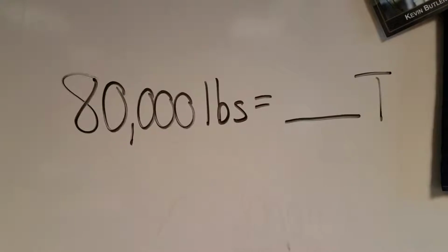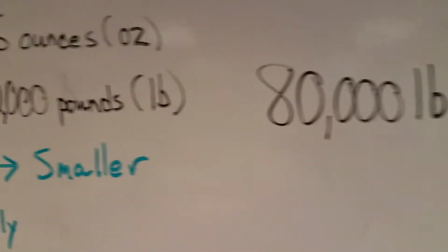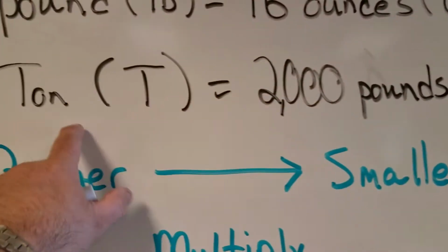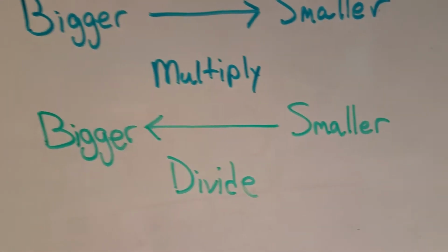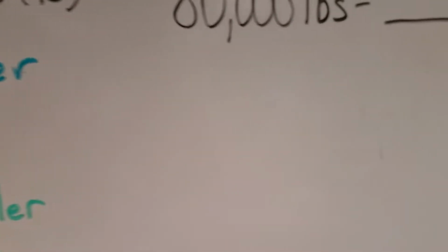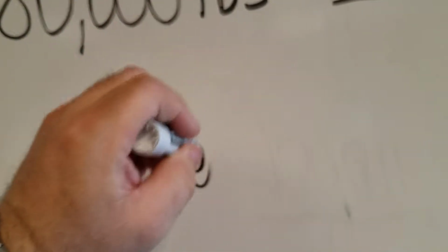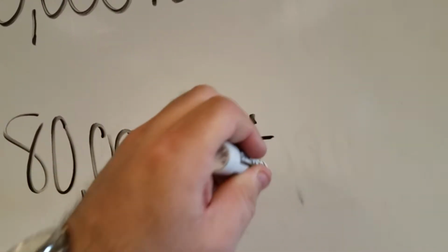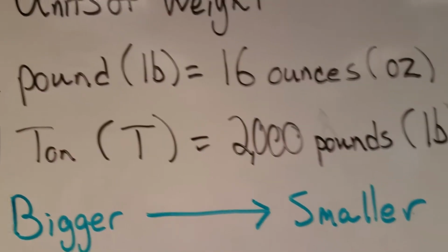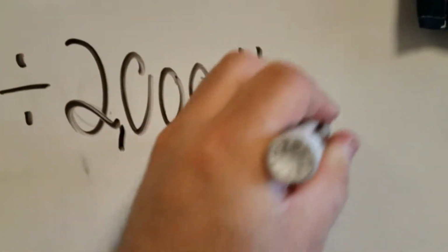80,000 pounds equals how many tons? Well, let's see. We are going from pounds to tons. So we're going from right to left. So that means we are going from a smaller unit to a bigger unit. So we're going to divide. We're going to divide 80,000 pounds divided by, well, again, how many pounds are in a ton? 2,000. So we're going to divide by 2,000 pounds. And that'll give us our tons.